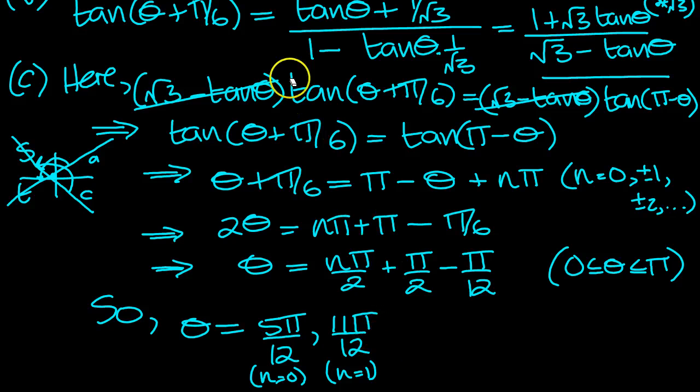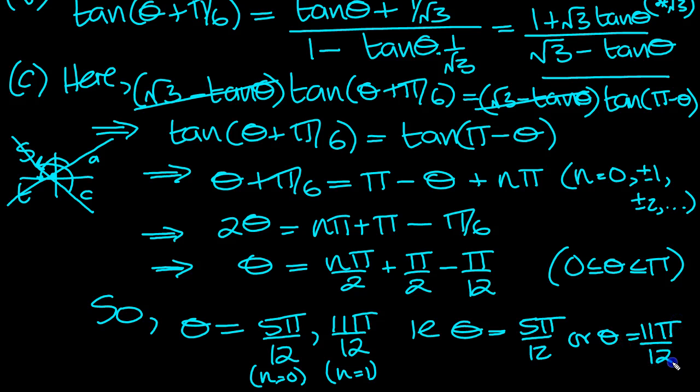So here's our two solutions then, i.e. theta is equal to 5 pi over 12, or theta equals 11 pi over 12. And there's our two solutions.